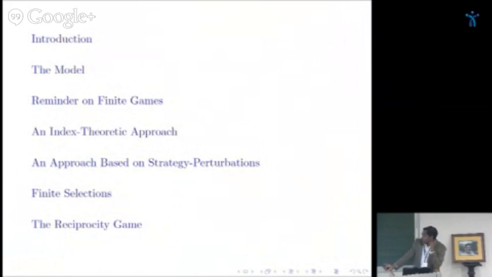For lack of time, I'm just going to briefly tell you a little bit about the model, and then talk a little bit about finite games, because we want to know how to extend these ideas from finite games to repeated games. And what we thought were a couple of different approaches that can be directly applied to the infinite game. And these are two things that don't work, at least for us, they don't. And then I'm just going to talk about a possible way to do this that may work.